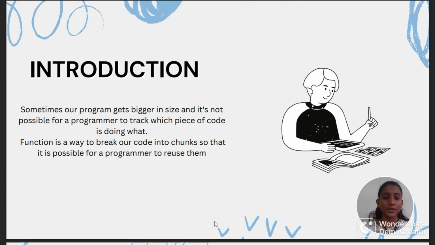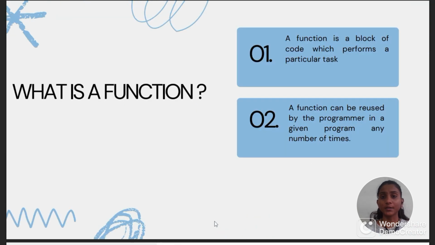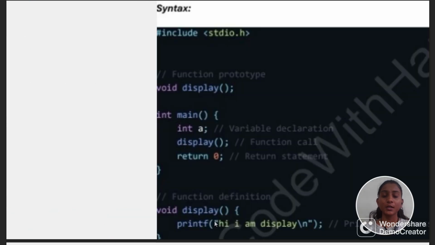Sometimes our program gets bigger in size and it's not possible for a programmer to track which piece of code is doing what. Function is a way to break our code into chunks so that it is possible for a programmer to reuse them. What is a function? A function is a block of code which performs a particular task. A function can be reused by the programmer in a given program any number of times.